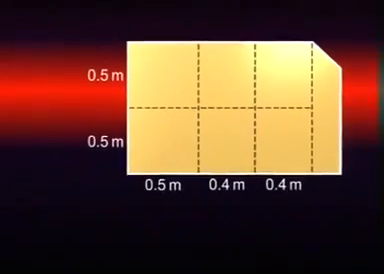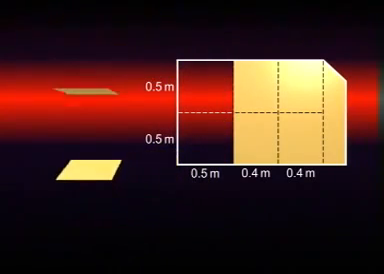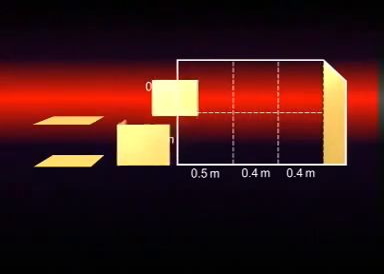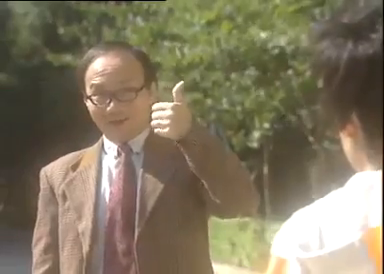Yes, I can divide it up this way. I use 2 squares with 0.5 meter sides as the base and top of the cuboid, and 4 rectangles of 0.4 meters times 0.5 meters each as the side faces. This will give me a cuboid 0.5 meters long, 0.5 meters wide, and 0.4 meters high. That's very clever. Hooray! I did it!